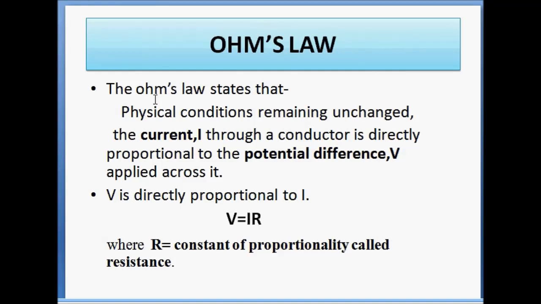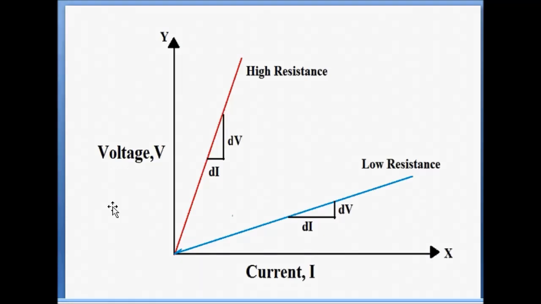Ohm's law states that, all other physical conditions remaining unchanged, the current through a conductor is directly proportional to the potential difference applied across it. The current flowing through a conductor is directly related to the potential difference applied across that conductor. So V is directly proportional to I, so V is equal to IR. Here R is a constant of proportionality called resistance.